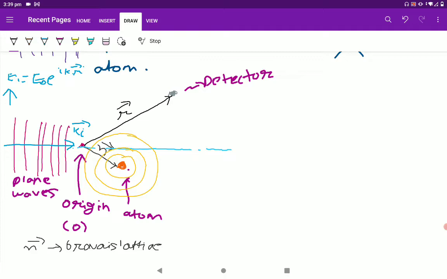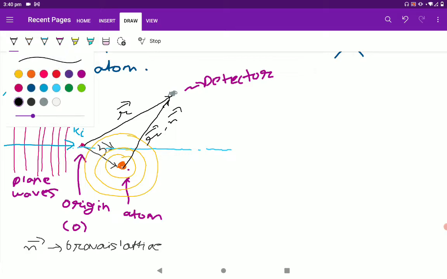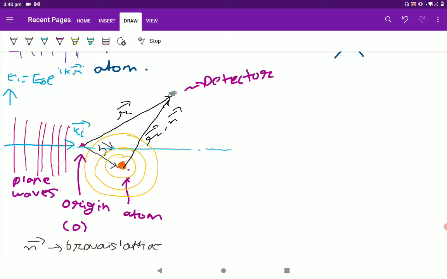The generated waves come to the detector. The other waves generated by other atoms also arrive at the detector. By construction, the distance between the atom and the detector is given by the vector r minus n vector. Let's write this scattered wave amplitude. This is angle phi.